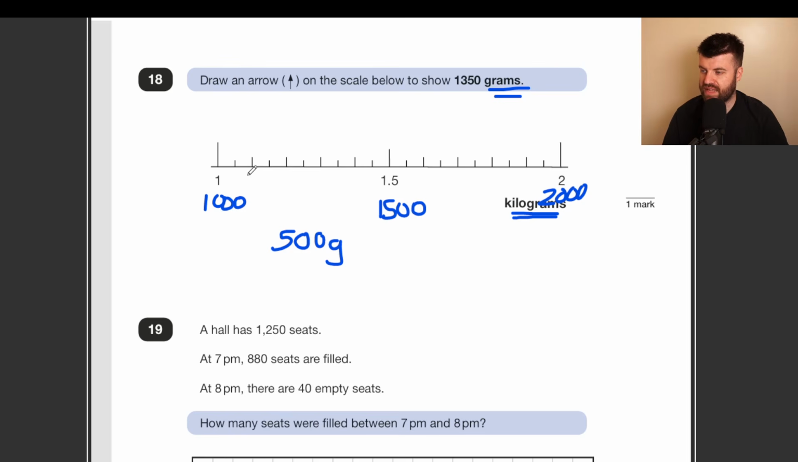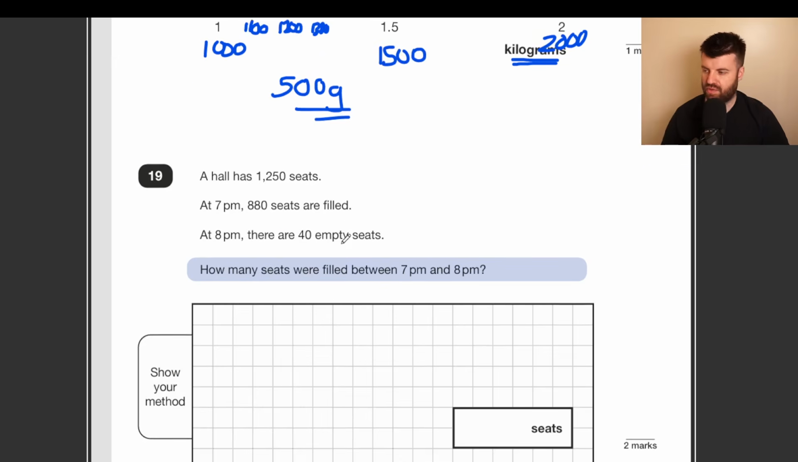Each jump is 50. So I'm actually going to go past and do 2 jumps is 1,100, 1,200, 1,300, and the question says 1,350. So that means that 1,350 must be right here. Each jump's 50. You could have worked backwards: 1,500, 1,450, 1,400, 1,350. Doesn't matter. The important thing here is to realize each small jump is 50 grams. That's really what we're testing there. And then can we count forward?